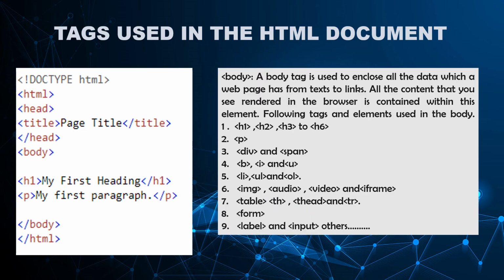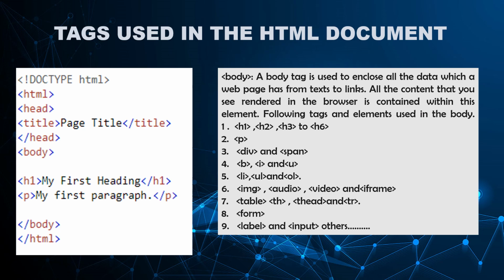The next tag is the body tag. A body tag is used to enclose all the data which a web page has from text to links. All the content that you see rendered in the browser is contained within this element. The following tags and elements are used in the body. The h1 to h6 tags are used to add headings to the web page. The h1 tag gives the largest font size and the h6 tag gives the smallest font size. Next is the P tag. The P tag stands for paragraph. It is used when a paragraph is to be added to the web page. Each paragraph is enclosed within a P tag.